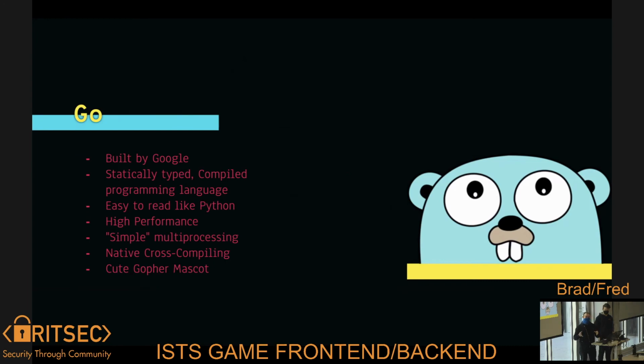A nice thing about Go is it's easy to read compared to, for example, C. It compiles to native binaries for macOS, Windows, and Linux, which is nice. It's high performance, and it's also easy to multi-thread things if you use goroutines. I forget the exact name. And it just has a cute mascot in general. It's also used in a lot of big projects, as you will see.